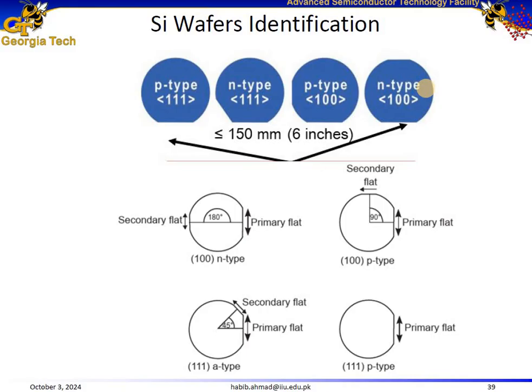Here I'm going to demonstrate how to identify silicon wafers based on their primary and secondary flats. This image explains the identification of silicon wafers, specifically distinguishing different types of wafers based on their crystallographic orientation, we can call them planes, and doping type. So basically from the primary and secondary flats, we can determine the planes, the growth planes, and the doping type.